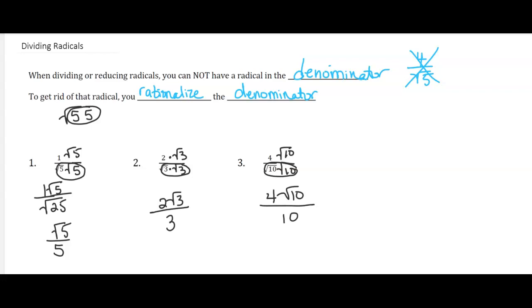Now, if you notice, I can reduce it. And so now I need to reduce this by dividing 4 by 2, and I get 2. And dividing 10 by 2, and I get 5. And so my answer is 2 square root of 10 over 5. Now again, it looks like I should be able to reduce the square root of 10 and the 5. The square root of 10 is underneath the radical, so it cannot be reduced with something outside of the radical. And so that's the answer for number 3.